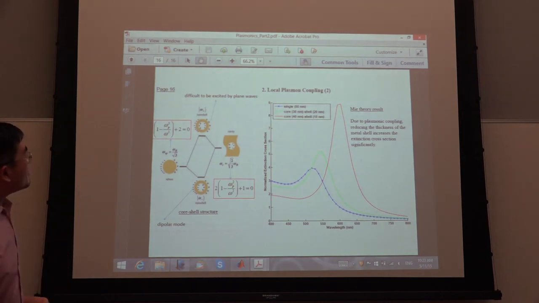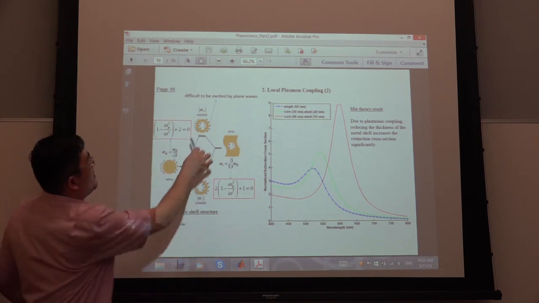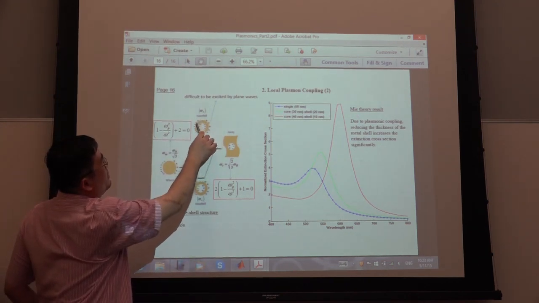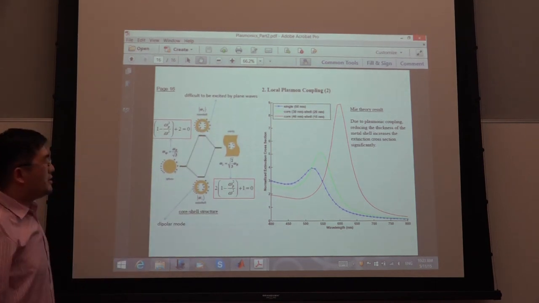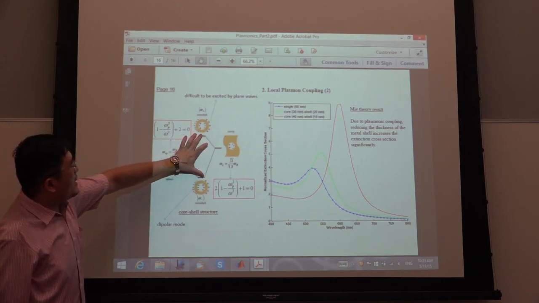Another thing, this last page is a core-shell structure. This may be air, maybe dielectric, this is metal. It is a very famous structure, the core-shell structure. In the core-shell structure, how do we understand the splitting of eigenmodes?